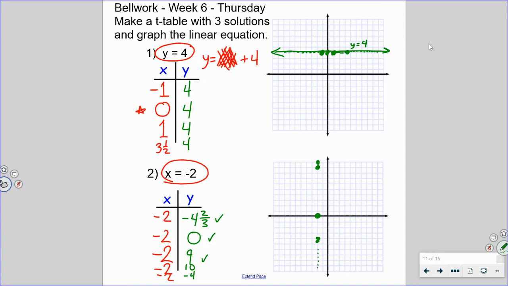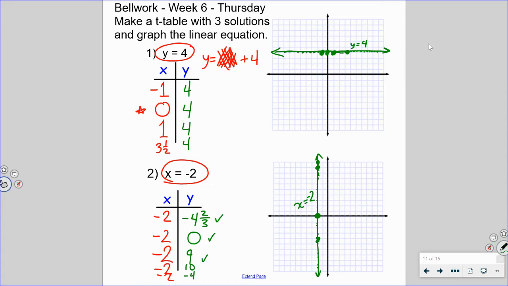So picture if the x value must always be -2, we have billions and trillions of different possible solutions when x is -2. Y could be anything, but x must stay -2. So here's what an equation looks like for x equals -2 graphed on the coordinate plane.